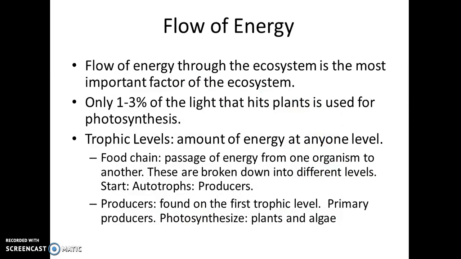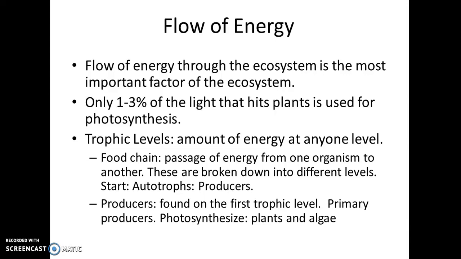Now, the flow of energy through the ecosystem is the most important factor of the ecosystem. Only 1 to 3% of light that hits the plants is used for photosynthesis, only 1 to 3%. The trophic levels are the amount of energy at any one level. Hopefully this will make sense in a moment. The food chain is how the energy is passed from one organism to another, and it is broken down into different levels, which are trophic levels.